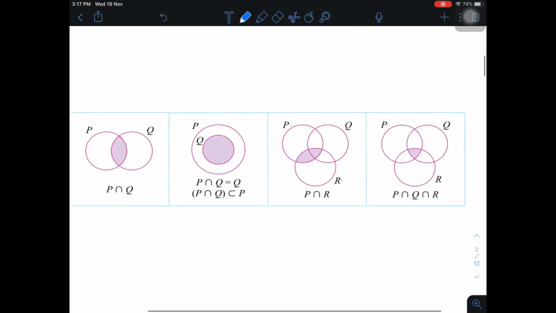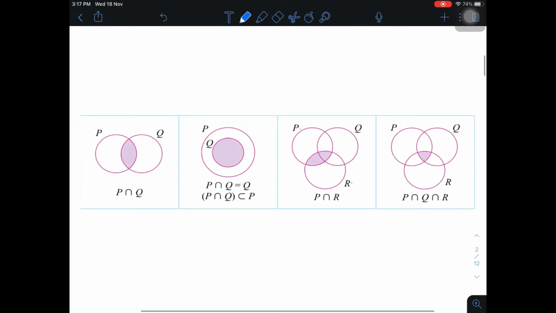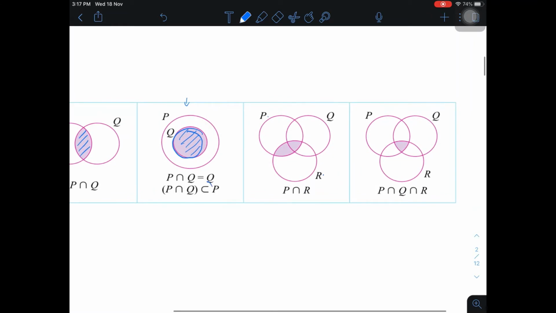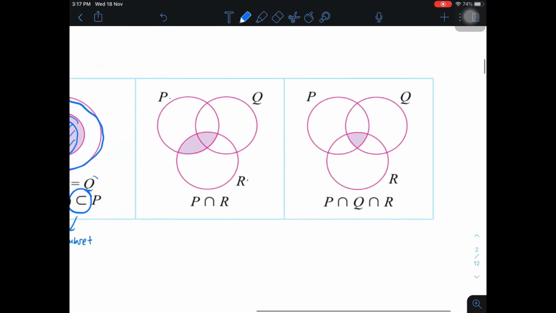This is an example, a visual aid, to help you understand what intersection is. So the intersection between P and Q would be here. For this diagram, the intersection of P and Q would be here, which is also equal to Q. So in other words, P intersect Q equals Q. This symbol here means subset, meaning that P intersect Q, which is Q, is a subset of P, because Q is inside P, right?